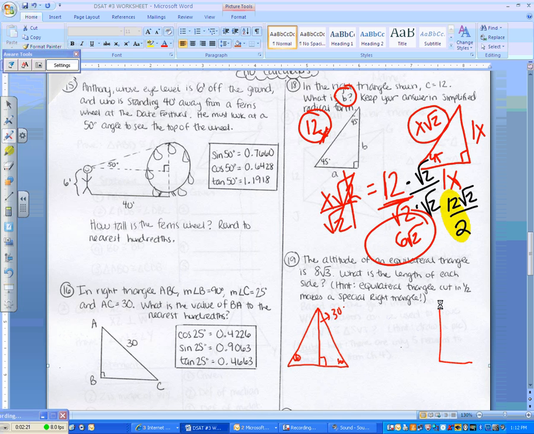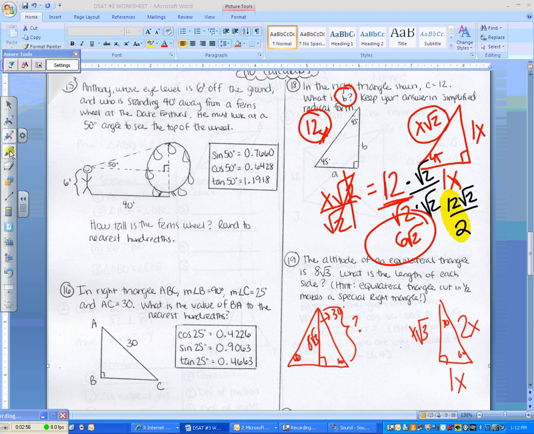You need to remember that for 30, 60, 90 triangles, the side across from angle 30 is always 1x. The hypotenuse is always 2x. So we have 1, 2, and the one across from the 60 is x radical 3. Okay, so that's a shortcut that you need to remember. It tells you that the altitude is 8 radical 3, so this part is 8 radical 3. And they want to know the length of each side of the equilateral triangle. So we're looking for this.